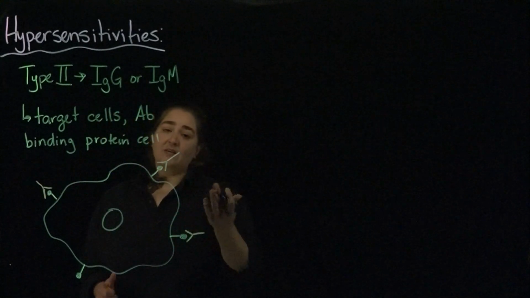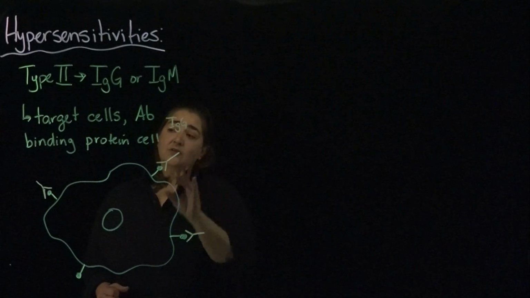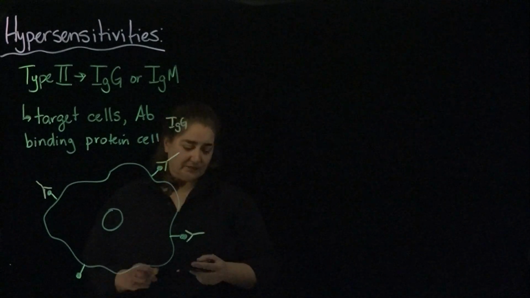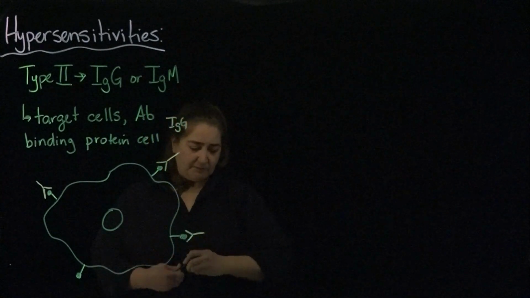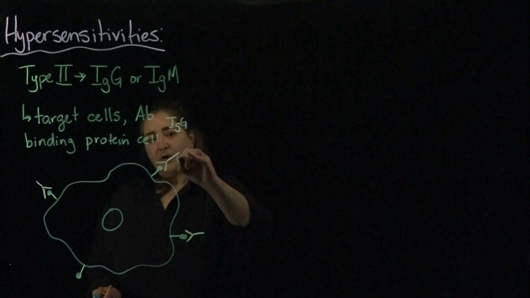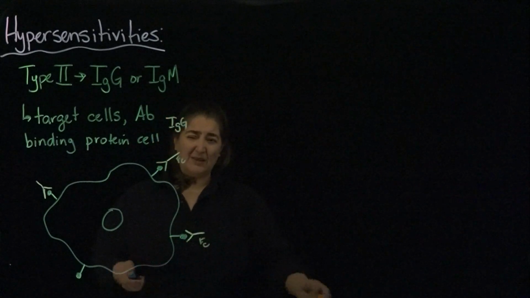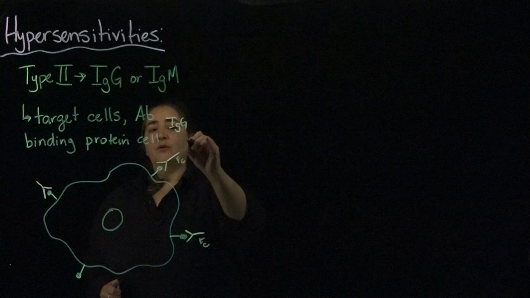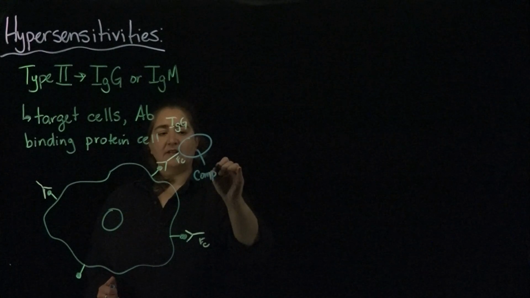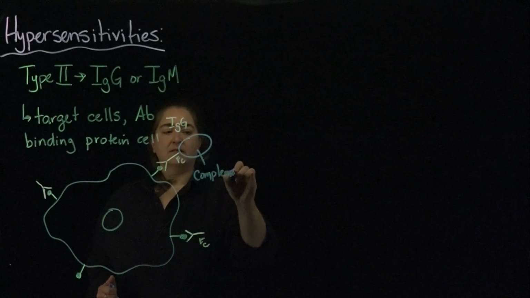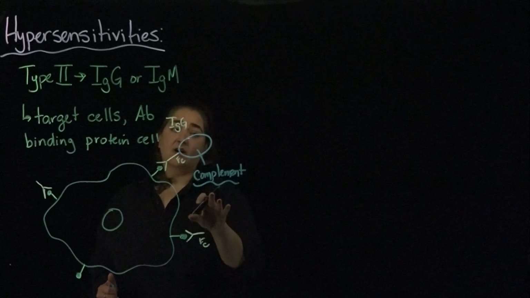The antibody I've drawn here is IgG just because it's a little simpler for me to draw, but this could be an IgM antibody as well. The part of the antibody that's sticking out is called the Fc portion. You should maybe remember this from microbiology. What that does is activate a protein or series of proteins in the blood known as complement.